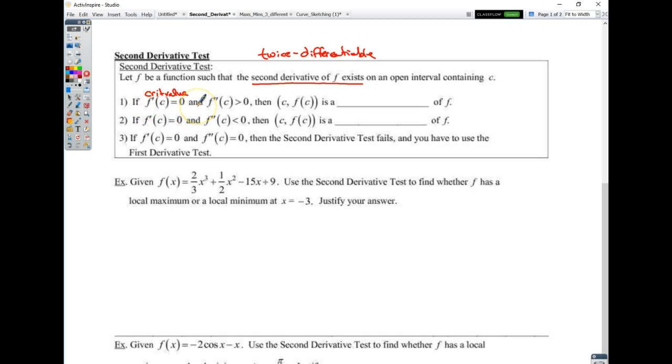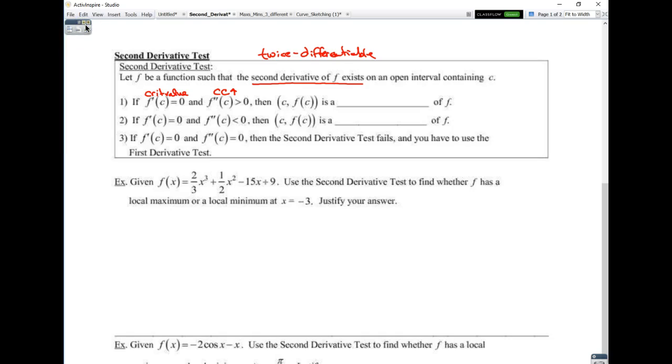And notice that I did not say if it's non-differentiable. I'm being very specific here. This is f double prime of c has to exist for this. If it's non-differentiable there, then how could there be a second derivative? And f double prime of c is greater than 0. What does that tell me about my function? I have a concave up function.